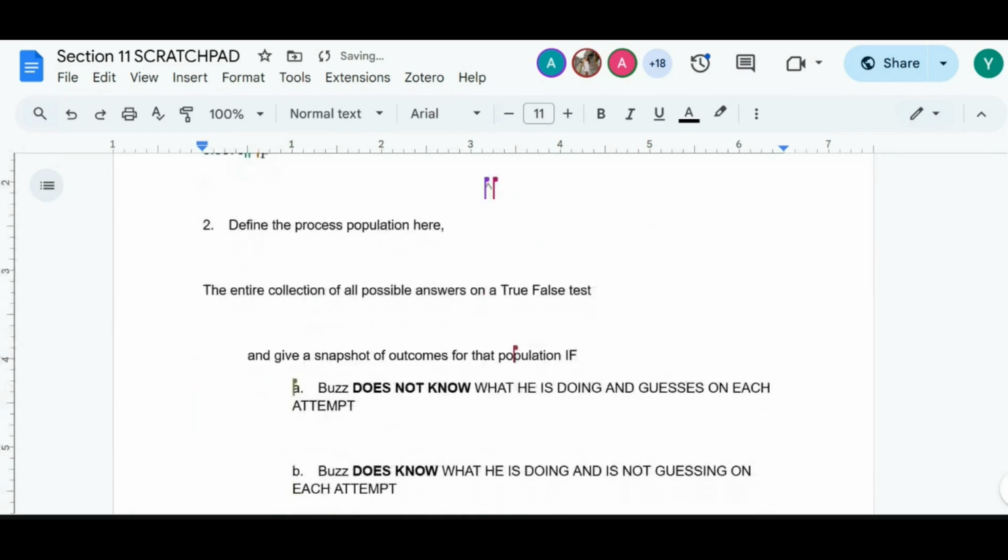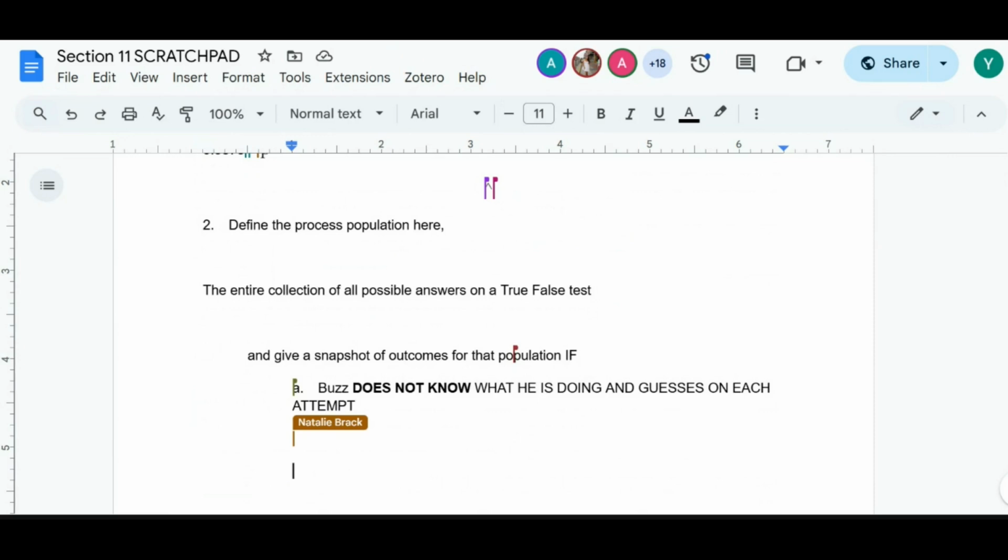So if Buzz does not know what he's doing and guesses on every attempt, what does it look like? Now, if you guess on a true false test and you do many questions, all true false and all guessing, can you give me a string of C's and W's that you might see? Someone try?